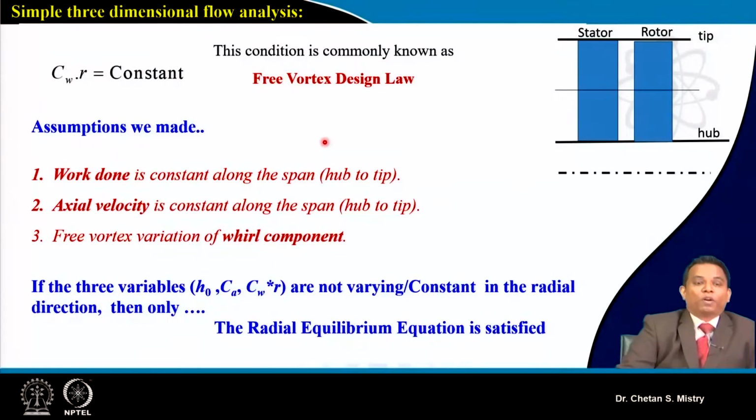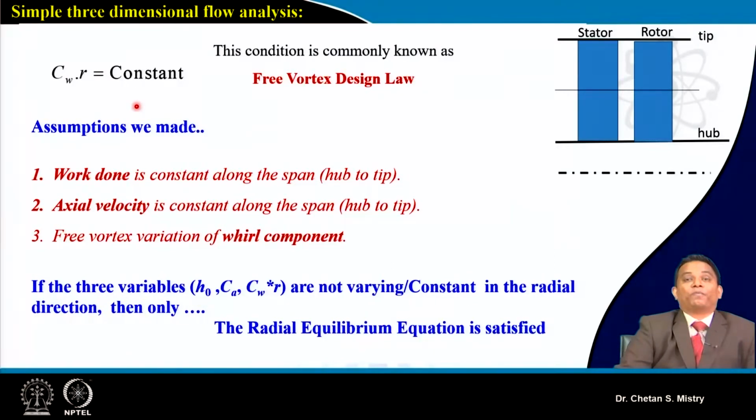Now here, what we have analyzed is that we have come up with our equation, which says Cw into R equals constant, and we have defined that as a free vortex design. So what assumptions have we made? We have assumed our work done to be constant along the span. We have considered that there is no variation of stagnation enthalpy. Then we have assumed our axial velocity is not going to change along the span. And based on these, we have come up with the formulation for free vortex.